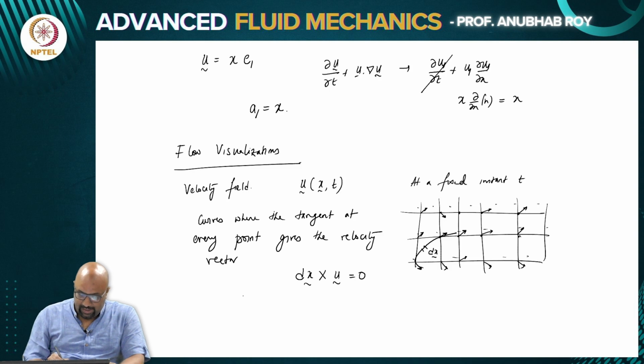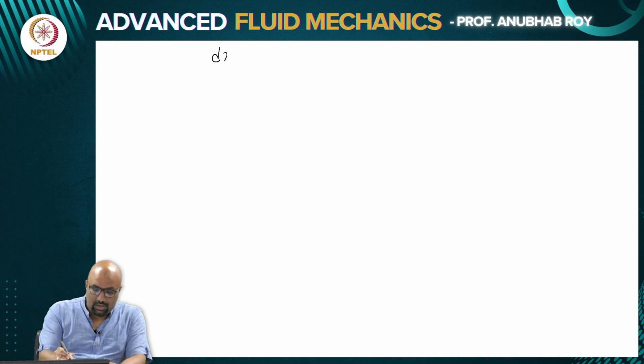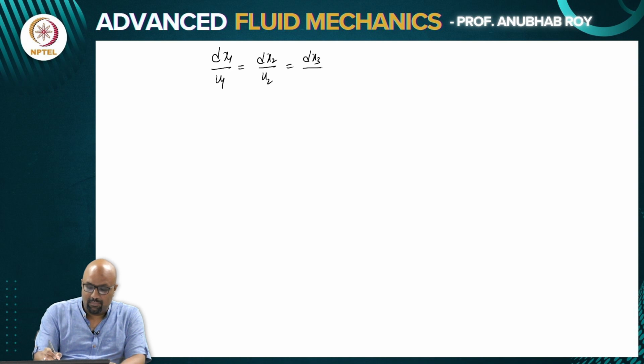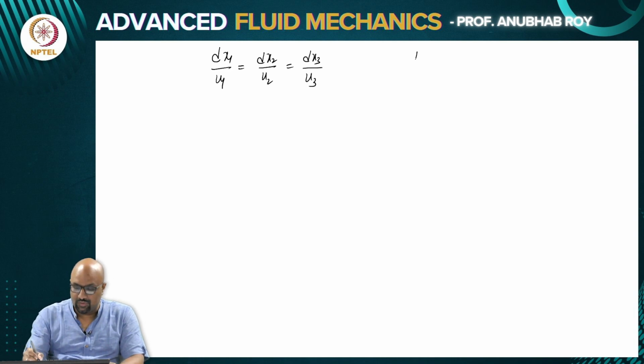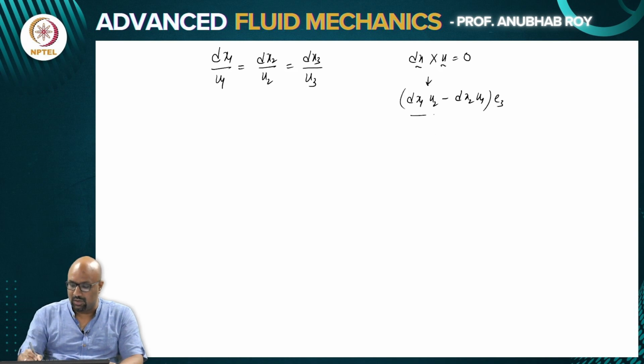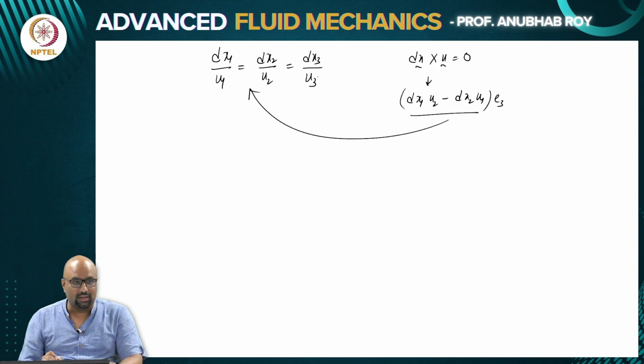If you now write it out, this cross product being 0 would give you dx1 by u1 is equal to dx2 by u2 is equal to dx3 by u3. This comes from dx cross u is equal to 0. You can write this cross product in individual component form. If you write component 3, it would be dx1 u2 minus dx2 u1. This is the component in the third direction. So, it being 0 gives you this term, and similarly you can work out the other terms.